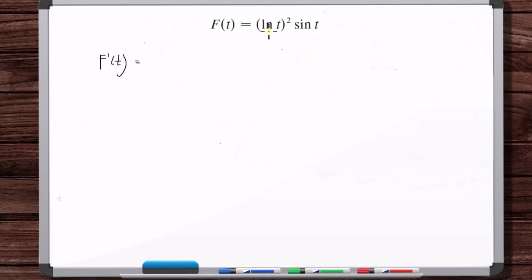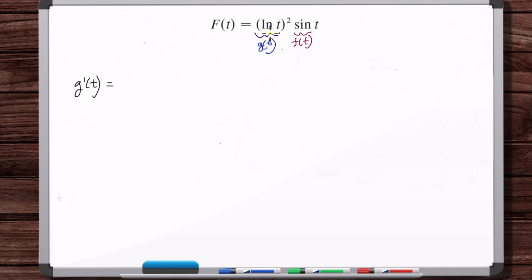Okay, f prime of t. So we need to use the product rule here. Here's one function of t, and here is another function of t. Okay, well, what we could do is, let's do it like this. Sometimes this makes it easier. So what is g prime of t, the derivative with respect to t of the natural log of t squared?